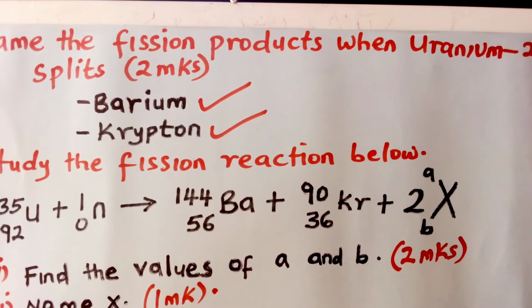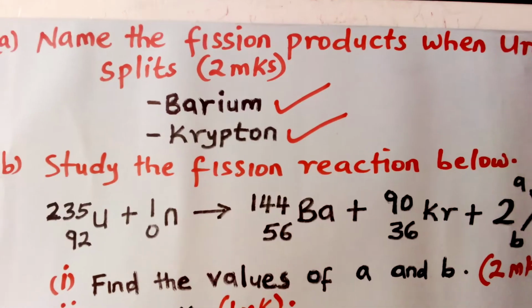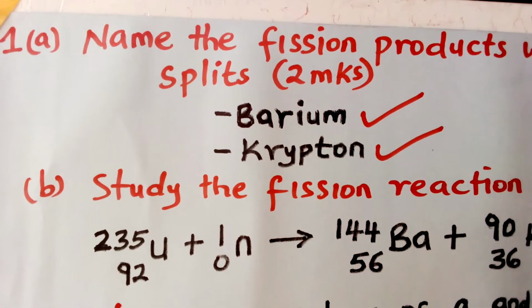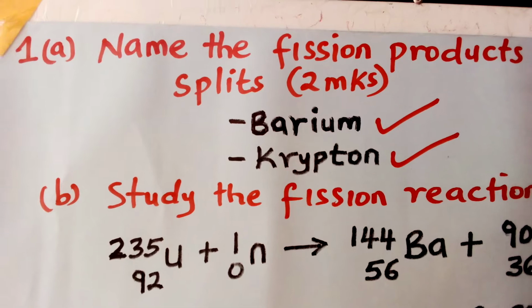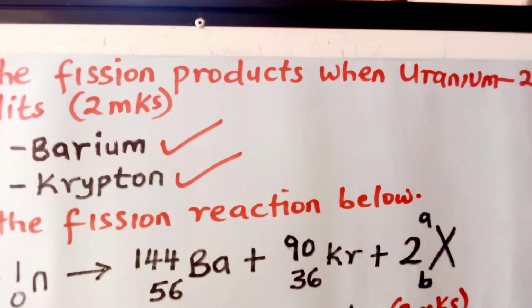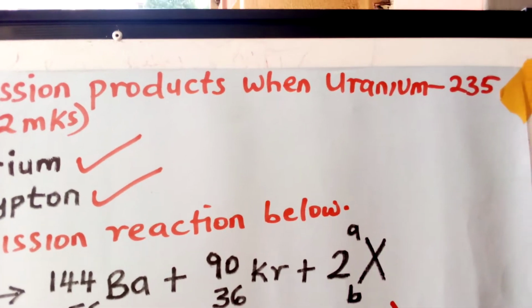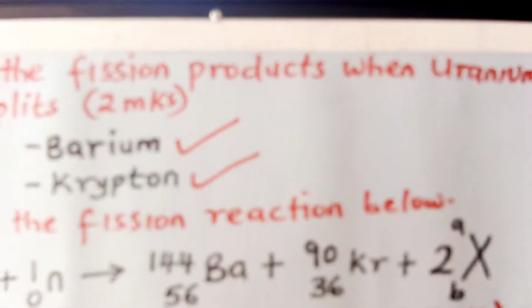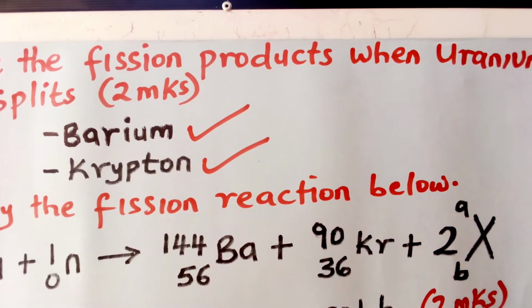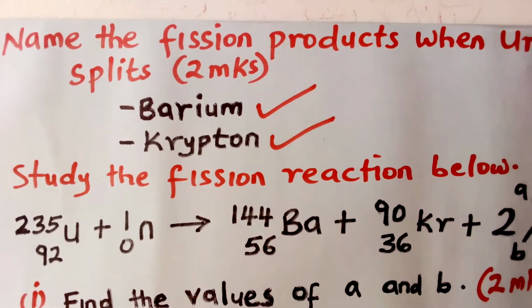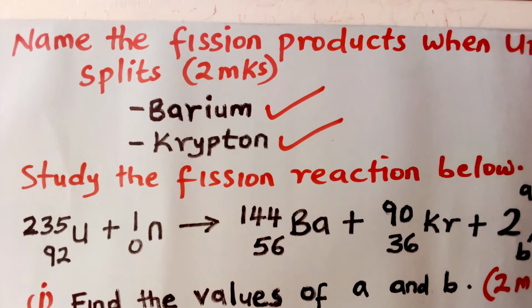Now let's look at some sample questions here. The first one, number 1A, reads: name the fission products when uranium-235 splits. We just looked at this in our previous lesson, and those products are barium and krypton.